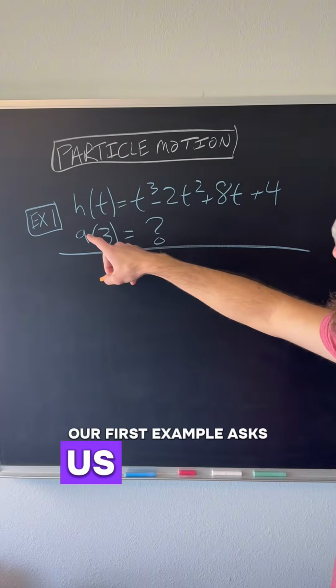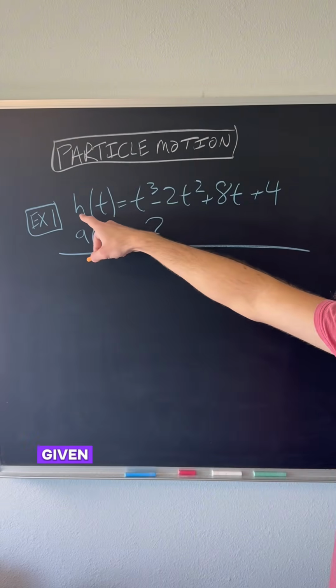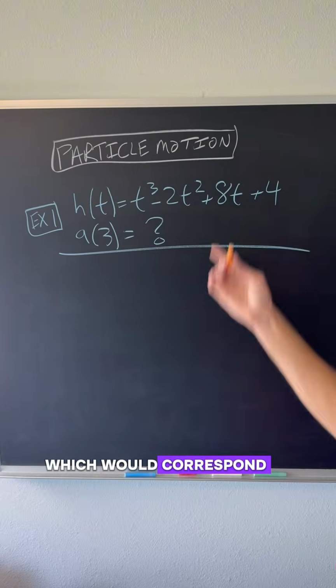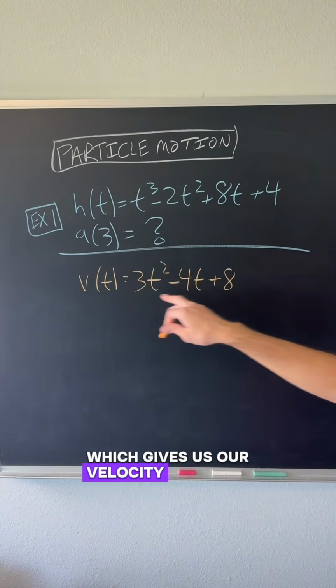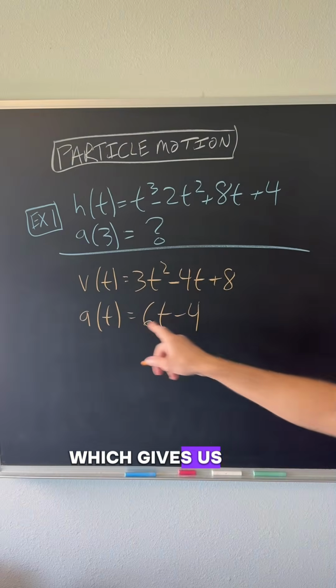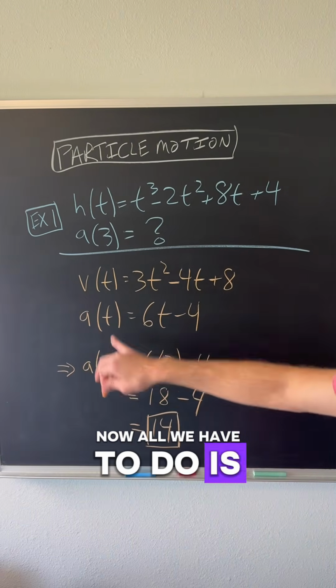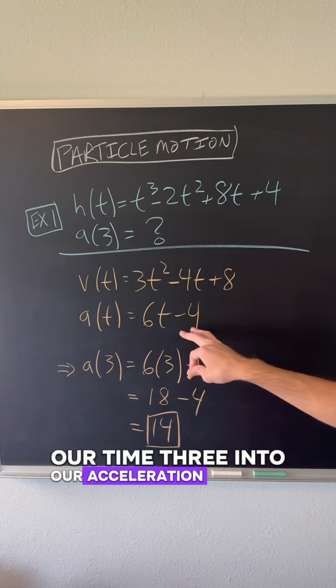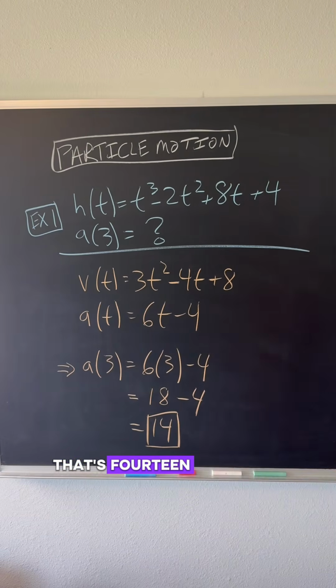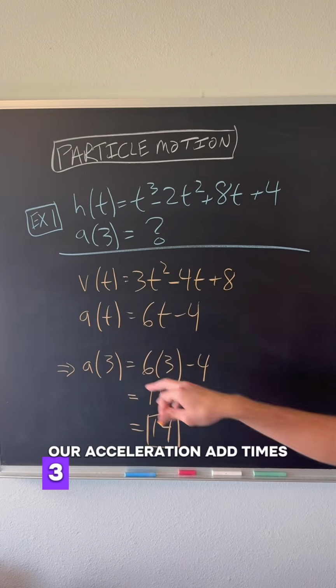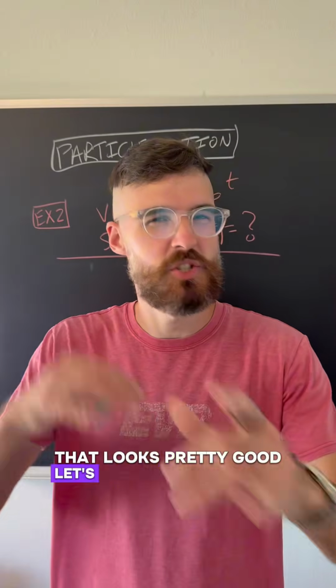Our first example asks us to find the acceleration at time 3 given some position function h of t, which would correspond to, let's say, the height. So given the position function, we'll take one derivative, which gives us our velocity function, and we'll take one more derivative, which gives us our acceleration function. Now what we have to do is plug in our time 3 into our acceleration function. We get 6 times 3 minus 4, 18 minus 4, that's 14. Therefore, our acceleration at time 3 would equal 14. That looks pretty good. Let's try another example.